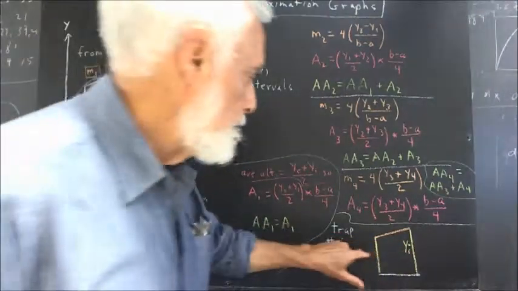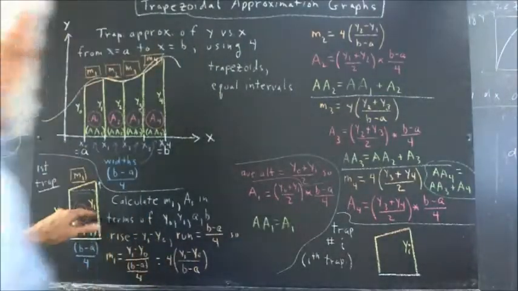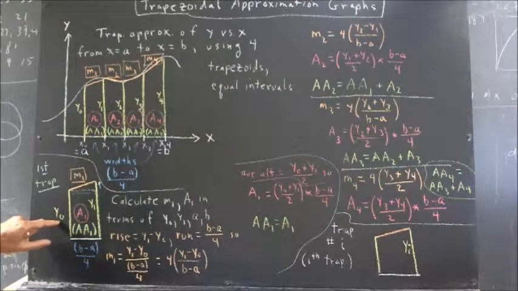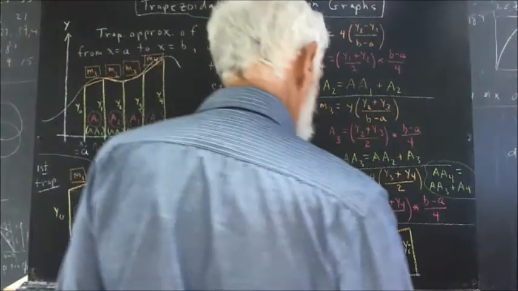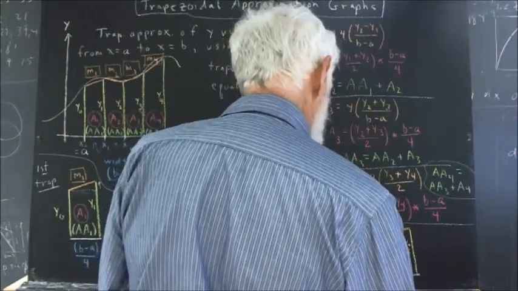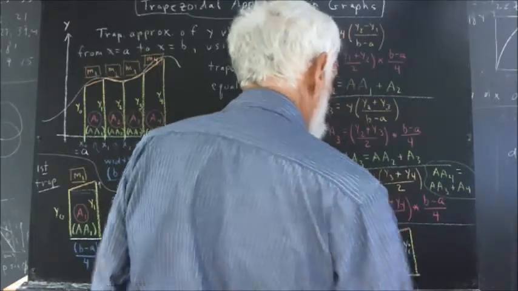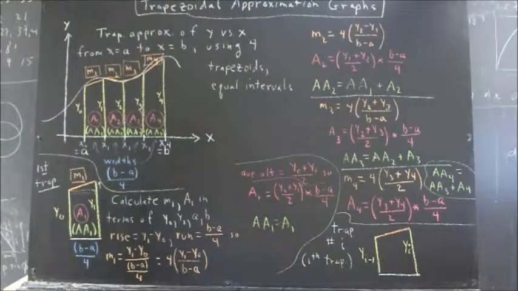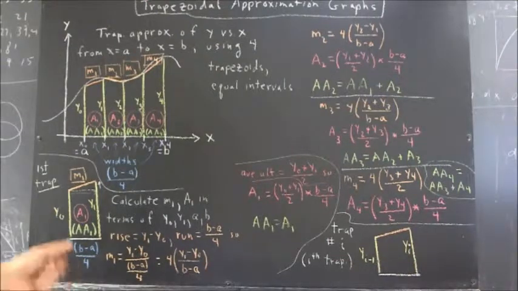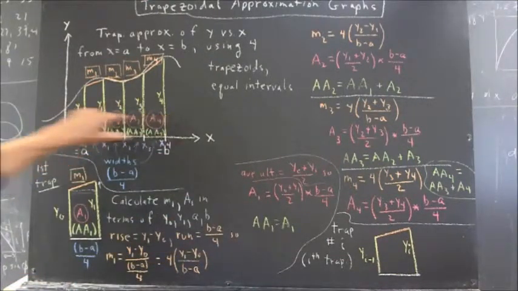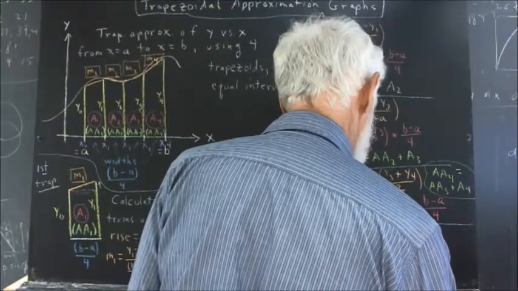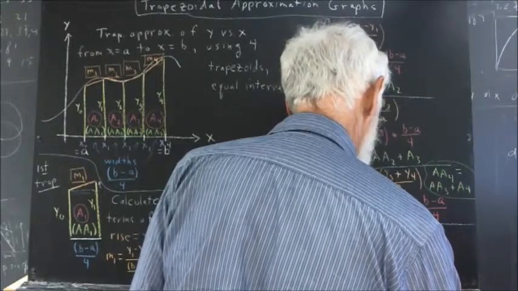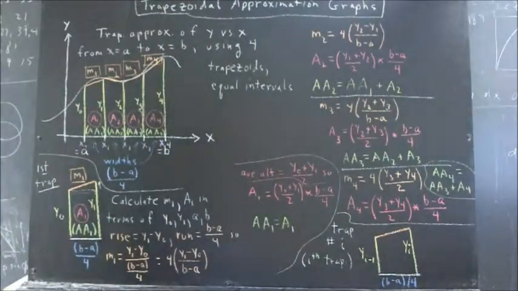And if that's y sub I, what's this? Well, the subscript is 1 less. If it's y sub 1, then the subscript over here is y sub 0. If you're on y sub 2, the subscript is y sub 1. So we're going to write this as y sub I minus 1. Our width is still going to be b minus a over 4 because we're still talking about these 4 trapezoids. So we have b minus a over 4.